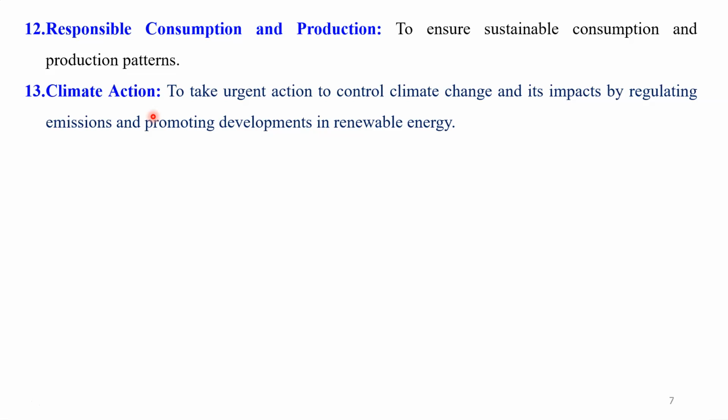Whatever activity we carry out on the earth's surface to fulfill our needs, at that time we do not take care of the environment. To take urgent action to control climate change and its impact, regulating the emission and promoting the development of renewable energy is very important.